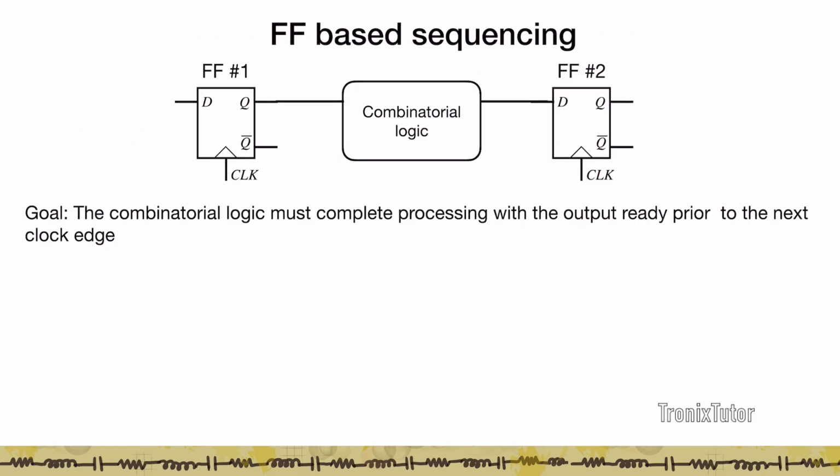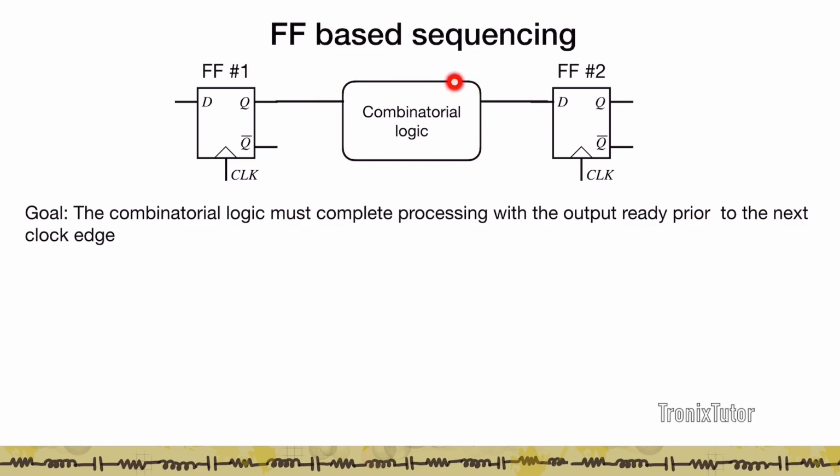Now let's look at how we sequence elements using flip-flops. So here I have two flip-flops which are serving as the gating elements, flip-flop 1 and flip-flop 2. Both have a clock coming in, and then there is some combinatorial logic that exists between flip-flop 1 and flip-flop 2. And what's the goal of the sequencing? The goal of the sequencing is that this logic must complete processing and have the output of the logic ready before the next input is sent through the flip-flop.